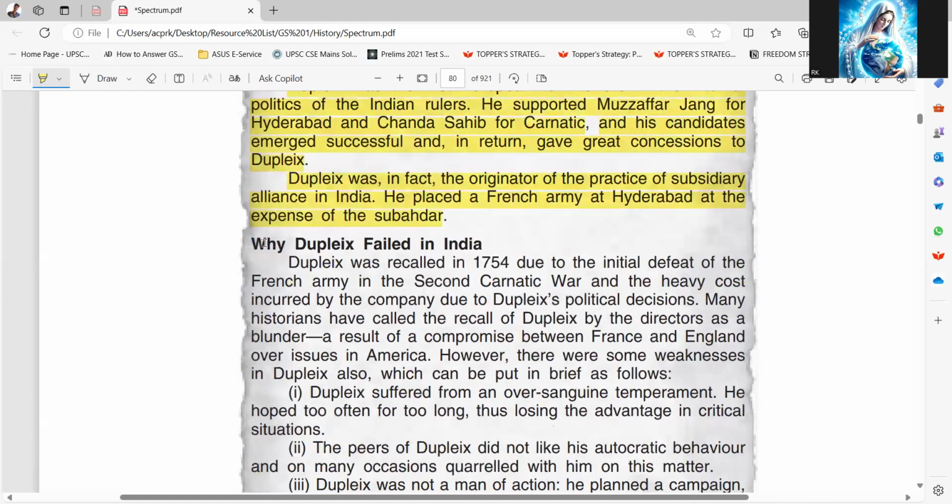Why Dupleix failed in India? Dupleix was recalled in 1754 due to the initial defeat of the French army in the Second Carnatic War and the heavy cost incurred by the company due to Dupleix's political decisions. Many historians have called the recall of Dupleix by the directors a blunder, as a result of a compromise between France and England over issues in America.